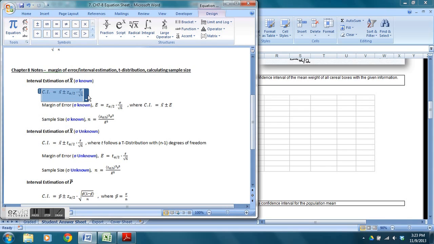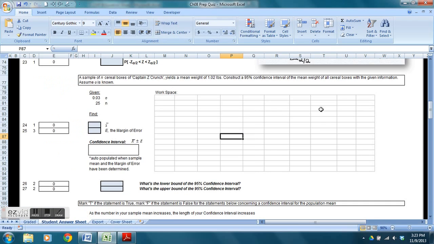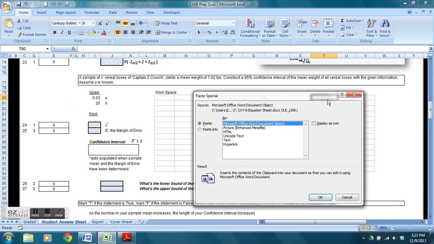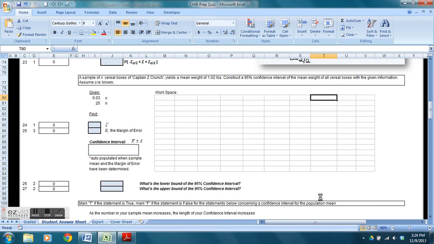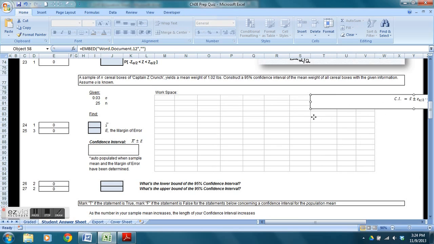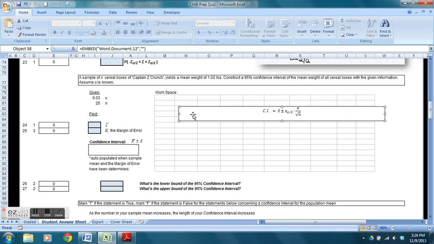Let's see if we can copy that into Excel. I'm not sure if that'll work or not. Let's try it. Alright, so it does work. Not wonderfully, but wonderfully enough to look at it. So here's the equation that we want to use.